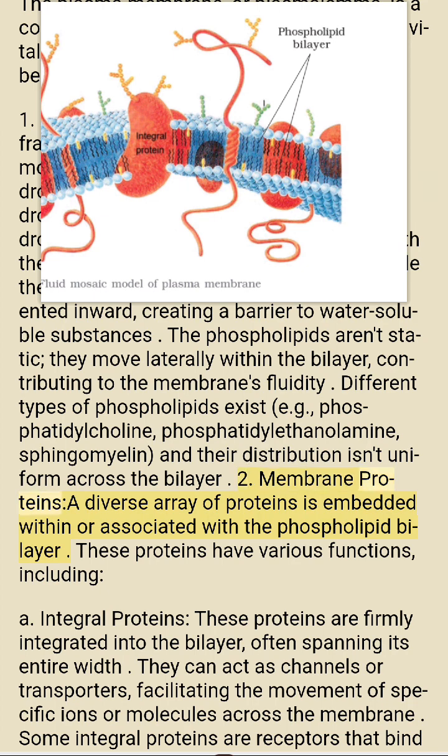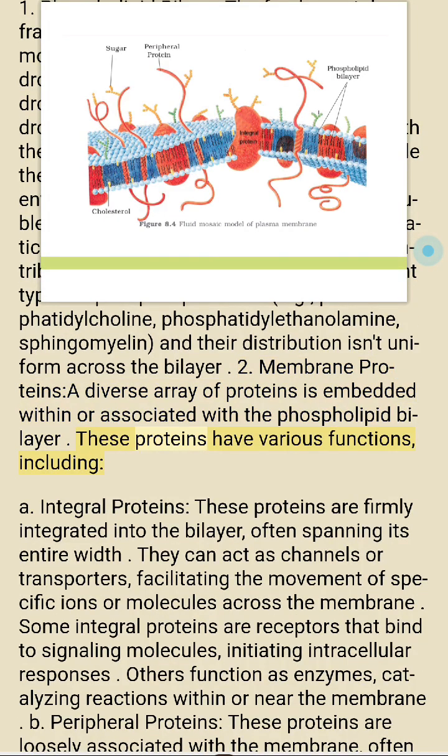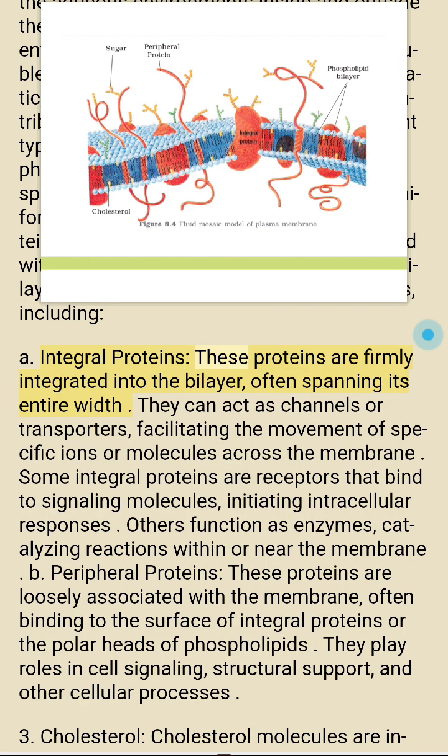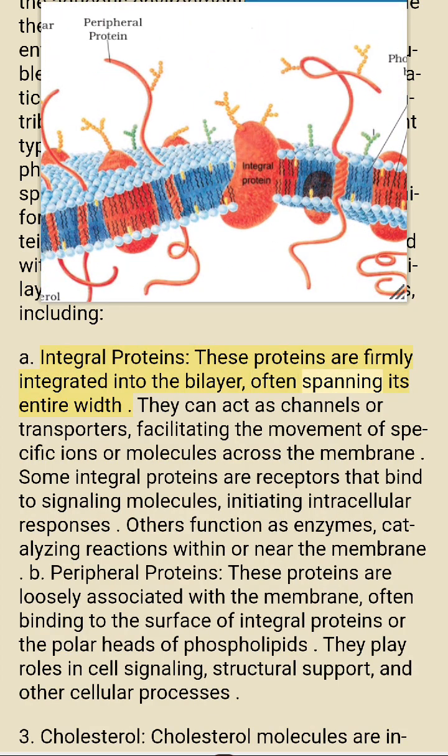2. Membrane proteins. A diverse array of proteins is embedded within or associated with the phospholipid bilayer. These proteins have various functions, including a. Integral proteins. These proteins are firmly integrated into the bilayer, often spanning its entire width. They can act as channels or transporters, facilitating the movement of specific ions or molecules across the membrane.